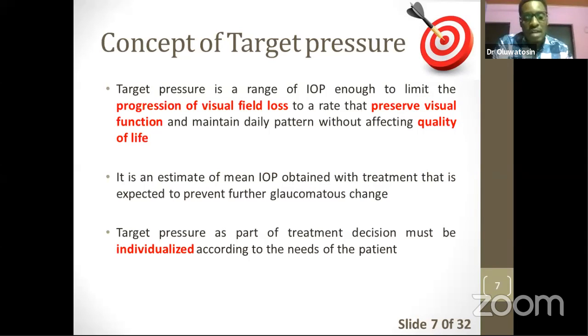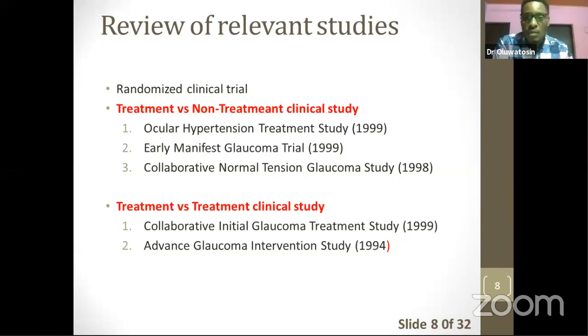It's a particular range, and it is an estimate that at that range of intraocular pressure, they noticed that the progression of the glaucoma is reduced. Target pressure as part of the treatment decision must be individualized according to the needs of the patient. I want to review certain clinical studies that have supported target intraocular pressure.